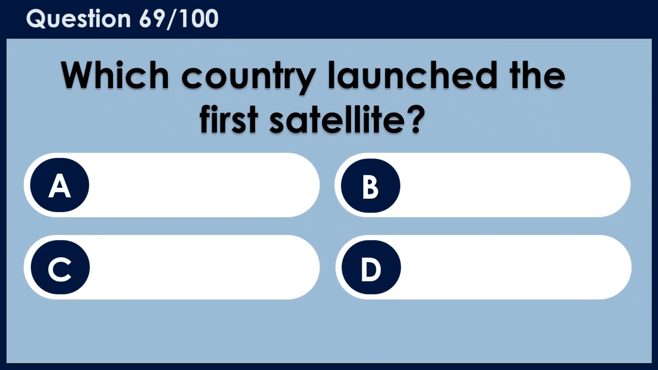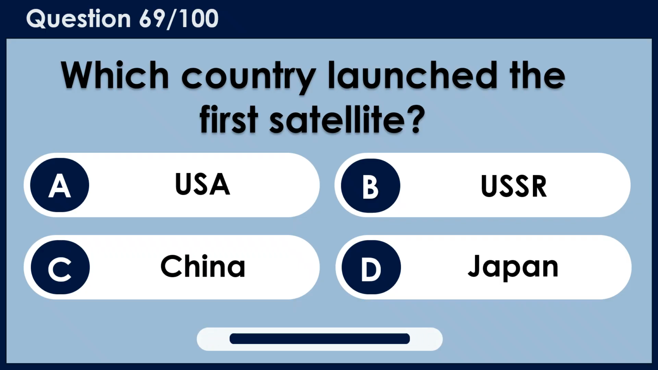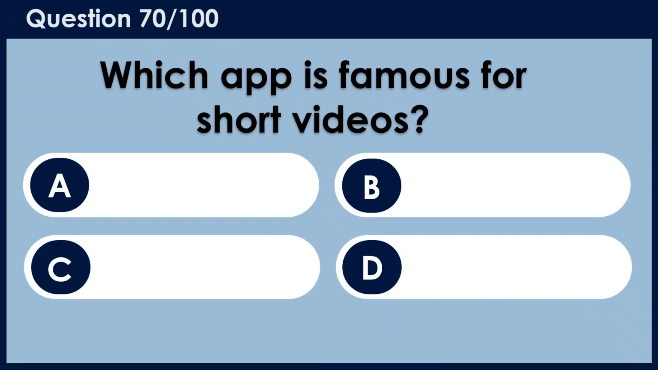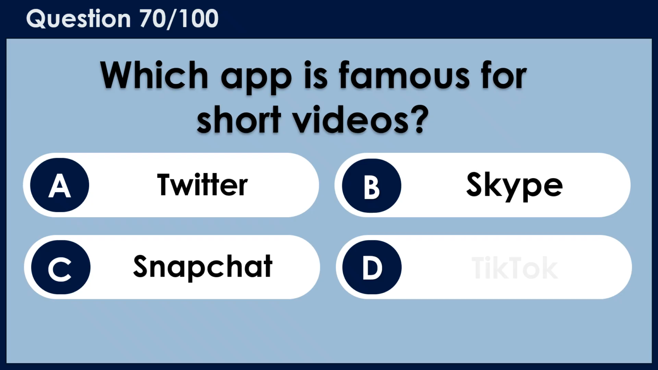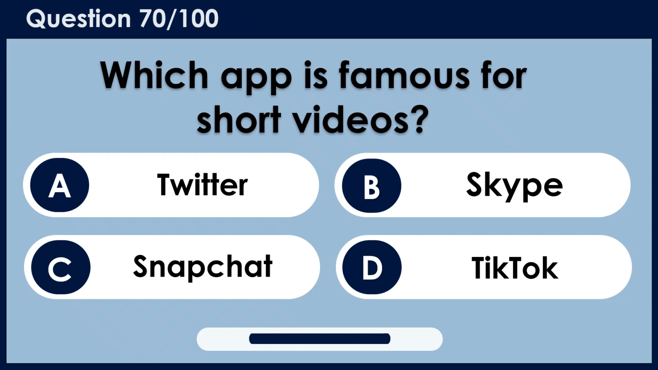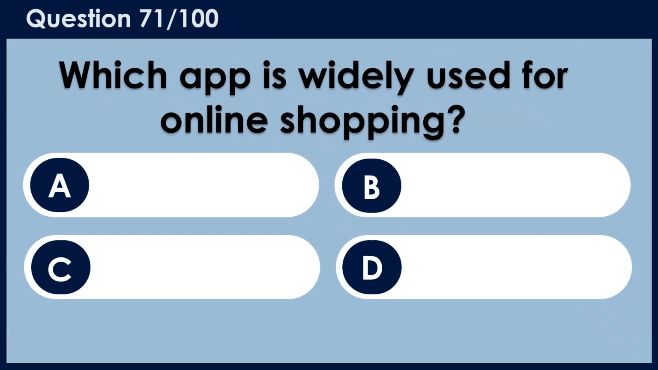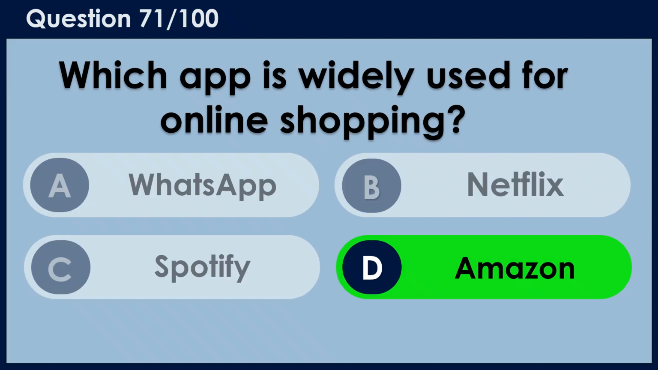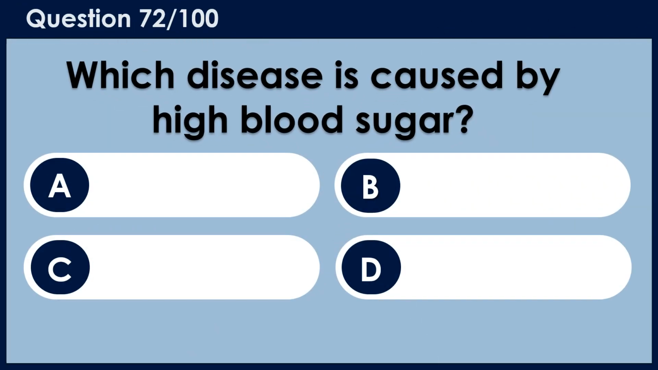Meta. Which country launched the first satellite? USSR. Which app is famous for short videos? TikTok. Which app is widely used for online shopping? Amazon. Which disease is caused by high blood sugar?